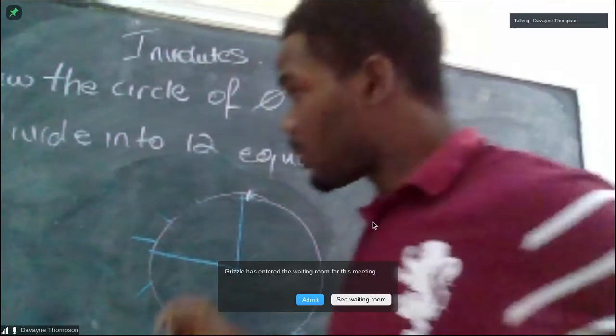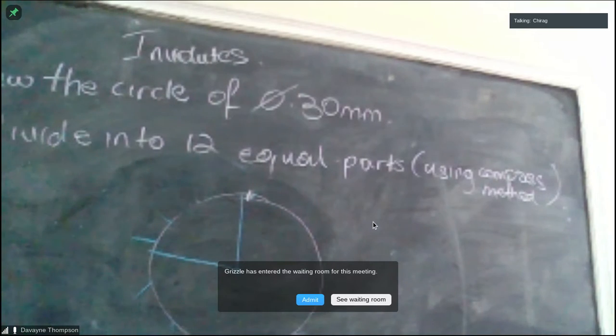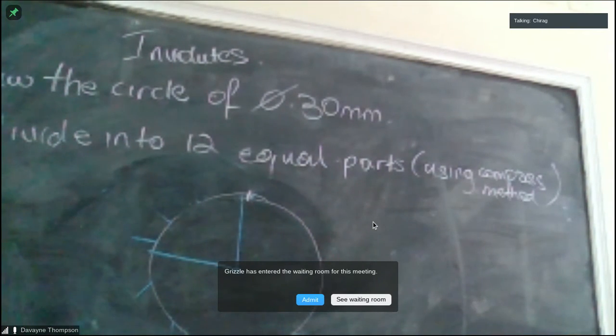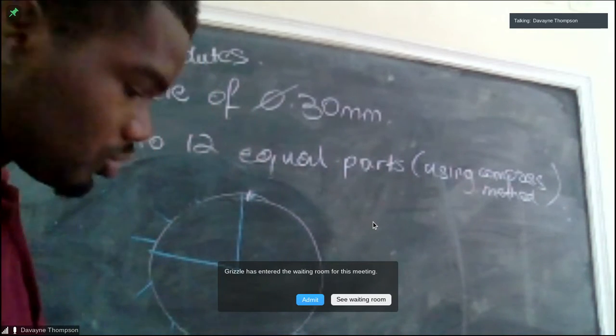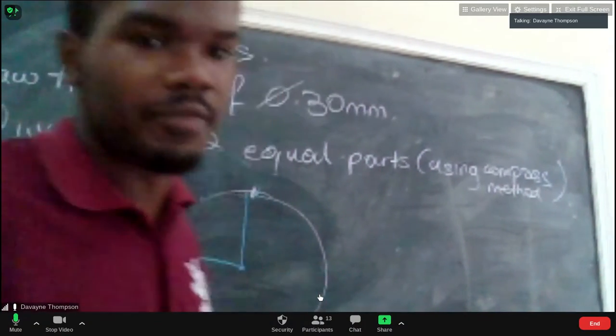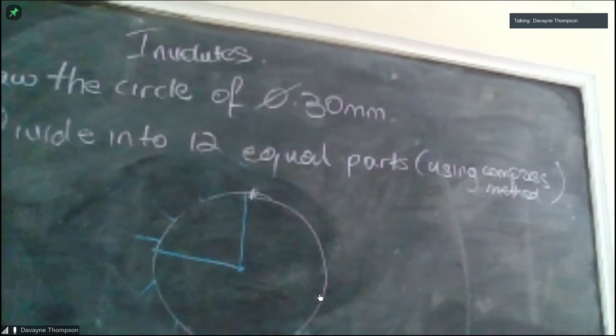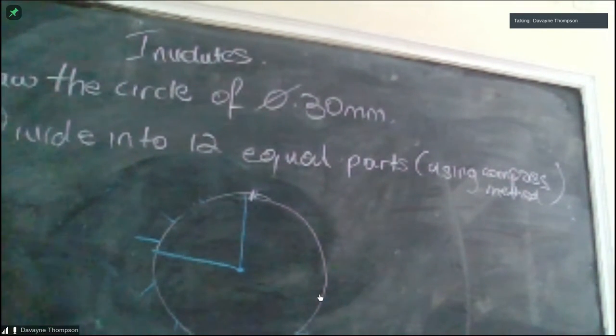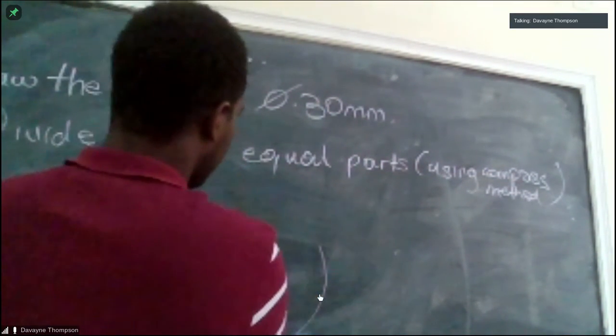Alright, so that's step 1 and 2. So the reason why I'm going back over this is because I'm going to give you now a past paper question for you to try. And in order for me to do that, you need to know the steps of doing an involute. So step number 3.